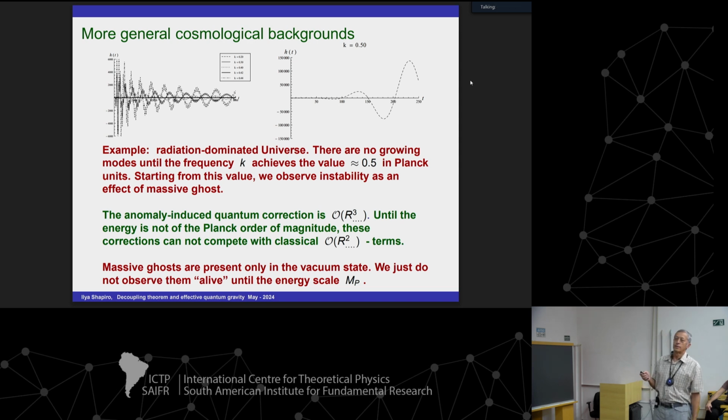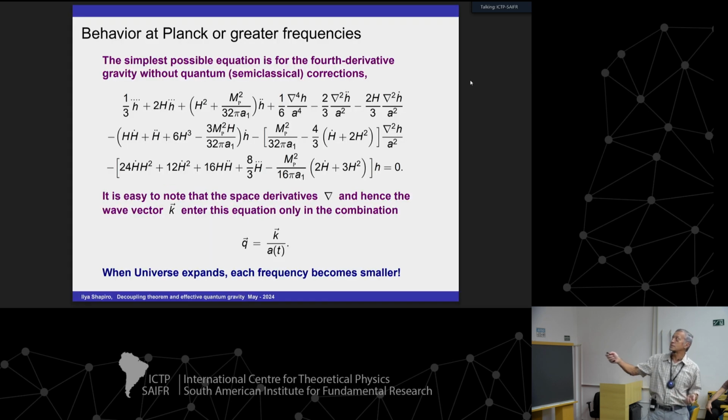So the question is, maybe we can create ghosts out of vacuum in a different environment, when the gravitational field by itself is huge. Let's go to the very early universe. In this case, we have the following situation. This is the equation we got with Felipe Sales. You can see that the wave vector of the gravitational perturbation always comes in this nice combination: momentum in the co-moving frame divided by a(t), where a(t) is the expansion factor.